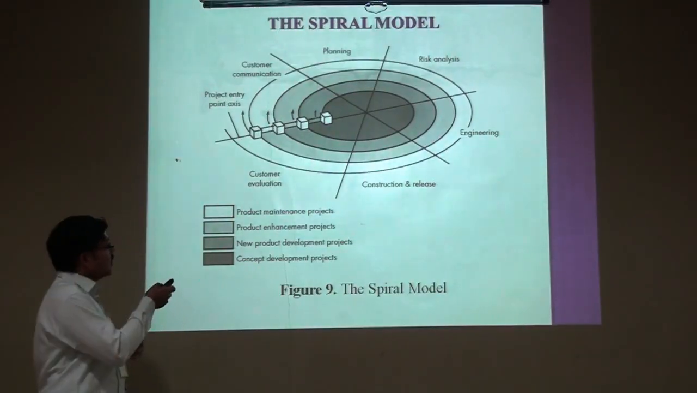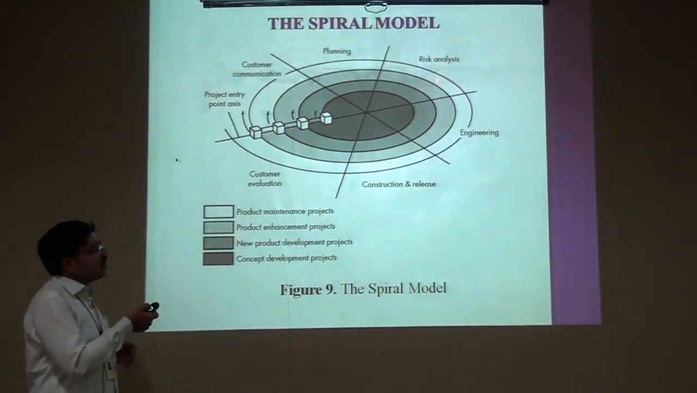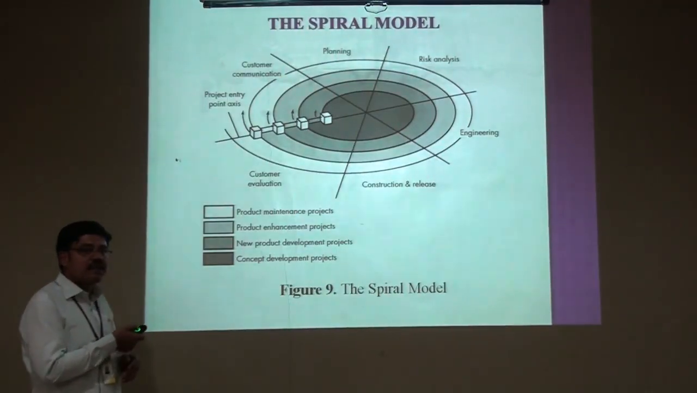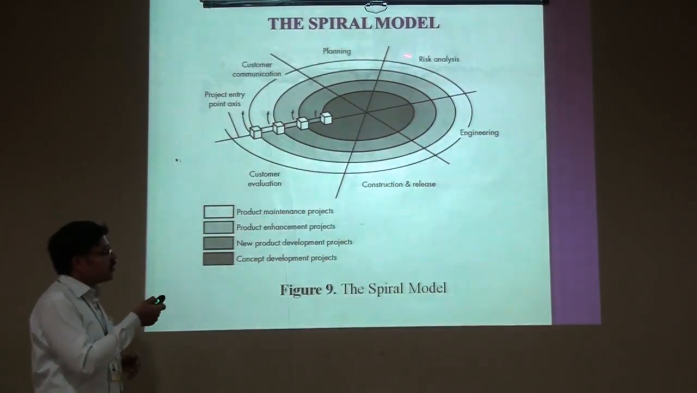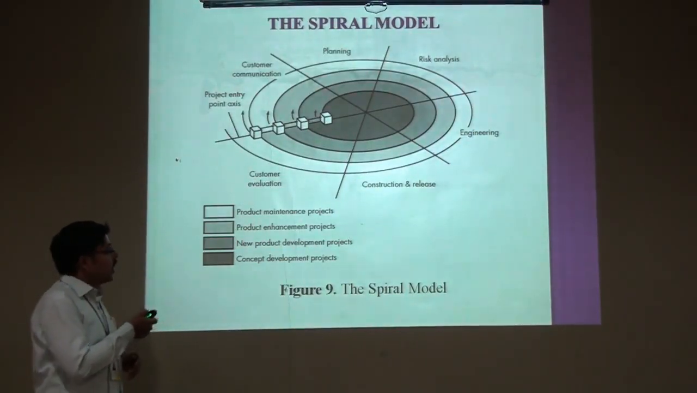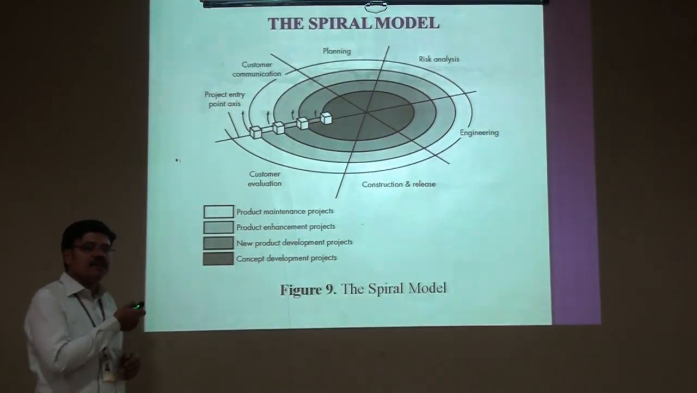Here we are seeing 4 boxes. The first task region, the first spiral, is mainly used for concept development projects. If we move on to the next spiral, it is mainly applied for new product development. Then for product enhancement projects, we move on to the next spiral, and finally for project maintenance projects, we move on to the 4th spiral. So based upon each and every spiral, we move on to newer types of projects.